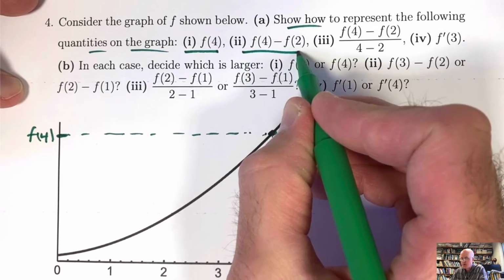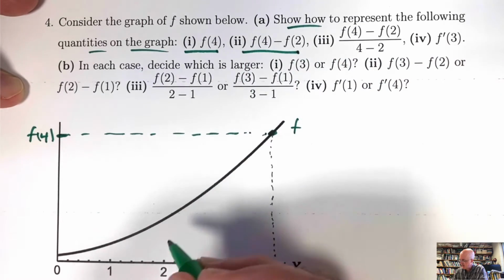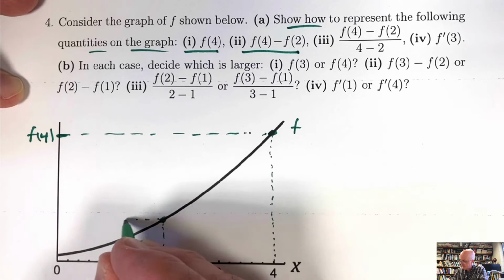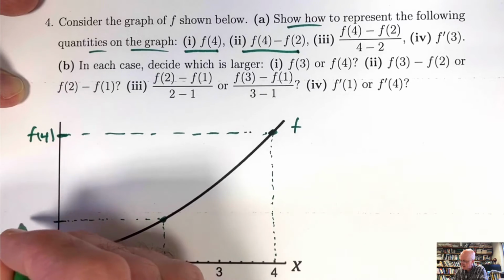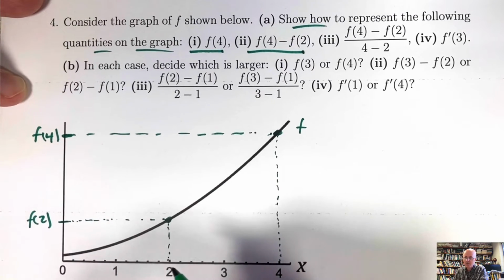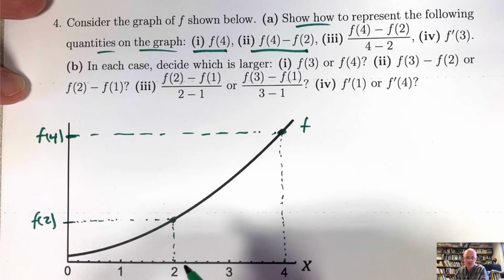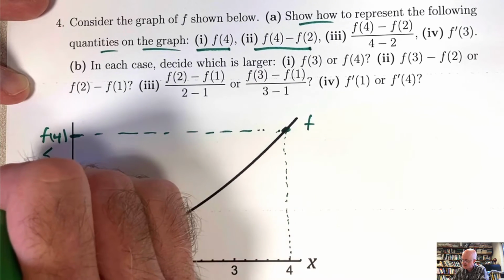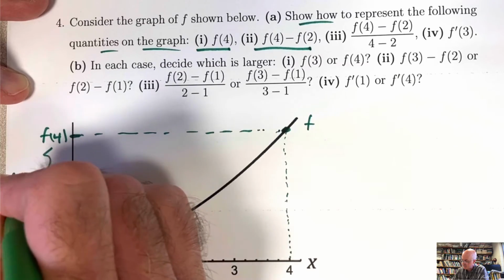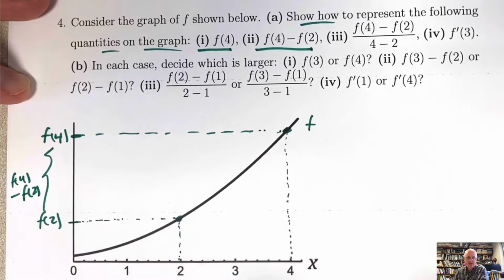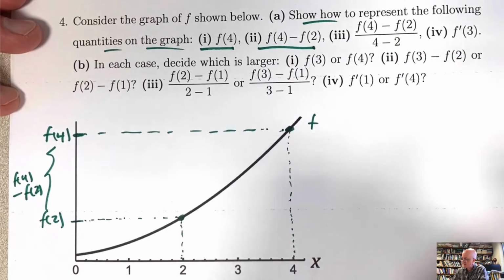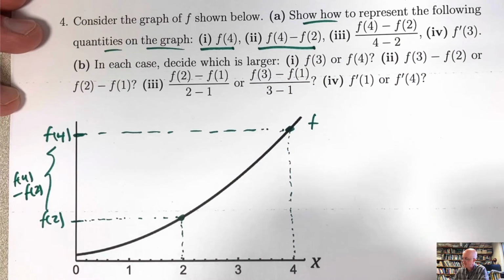Number 2, f of 4 minus f of 2. Well, what is f of 2? It's the second coordinate of this point. It's the value right about here. F of 4 minus f of 2, in this picture, f of 4 is bigger than f of 2. That, therefore, is a positive number that represents this distance here. This is f of 4 minus f of 2. If f of 4 were less than f of 2, I'd have to interpret the distance as the absolute value of this. But fortunately, f of 4 is bigger than f of 2 here.